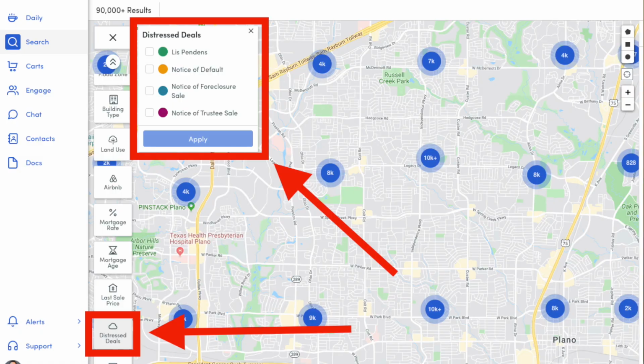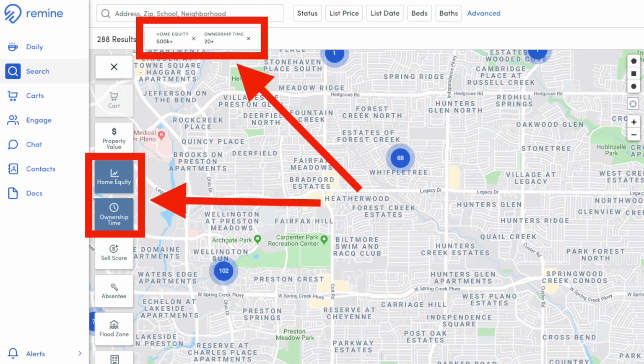Another strategy is to look for distressed deals. Remine is able to provide you information on those properties that are facing bankruptcy. So you're able to reach out to those homeowners and offer solutions. Another strategy is to look for those properties with fully paid off mortgages and have been owned by the same person for over 20 years. Here, you're able to offer a seller finance option so as to mitigate their tax burden.